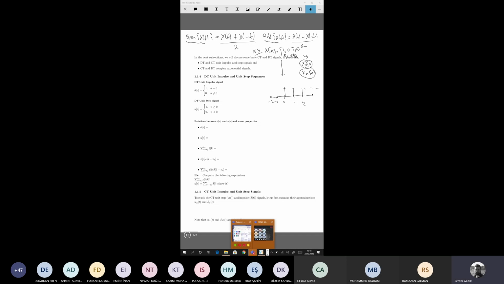So next time we will continue with the discrete time unit impulse and unit step sequences. These are again important sequences. So next time we will continue with that.